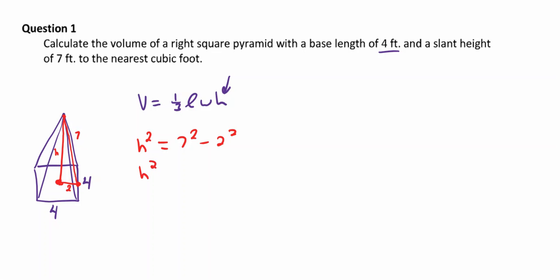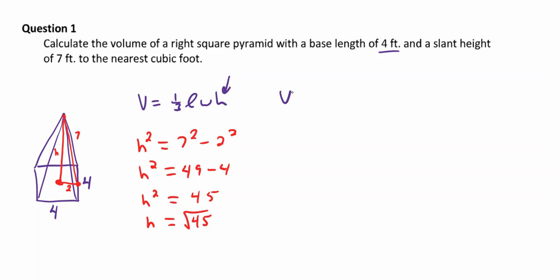So h squared is equal to 49 minus 4, so h squared is equal to 45. And then very last step, h is equal to the square root of 45. I'm just going to leave it like that because that's all of my decimals. I don't have to round anything in that case. Okay, so now we're pretty good to go. Now let's plug it in.